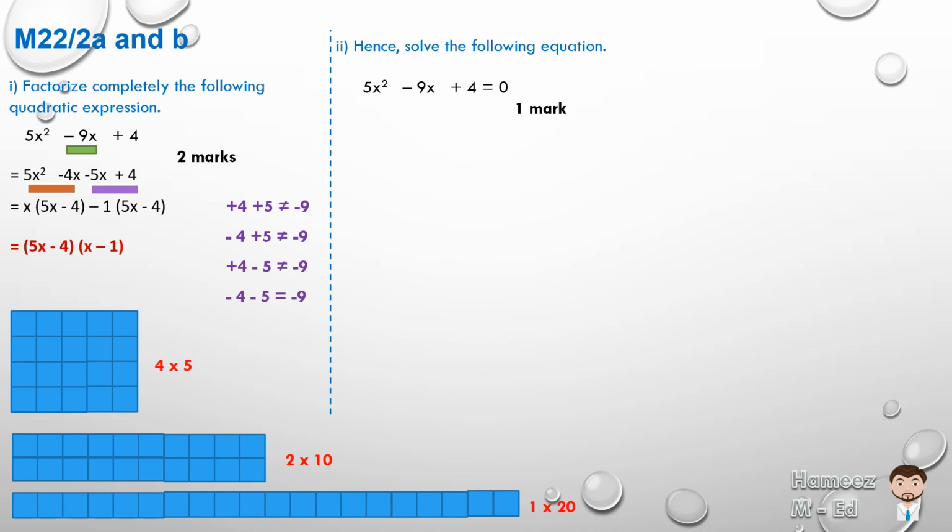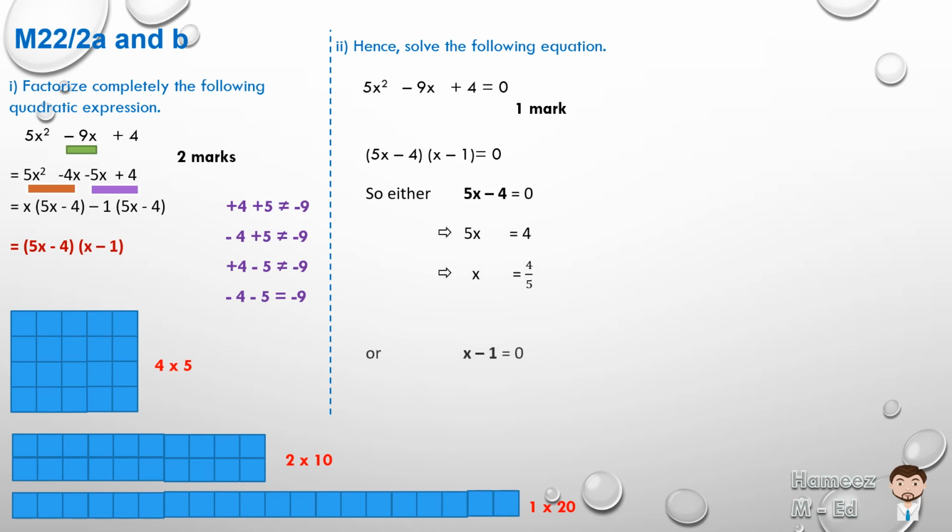So let's rewrite the left-hand side. Instead of writing 5x squared minus 9x plus 4, we can rewrite it as (5x minus 4)(x minus 1) is equal to 0. So either the first set of brackets is equal to 0, 5x minus 4 is equal to 0. So 5x is equal to plus 4. As such, x is equal to 4 over 5.